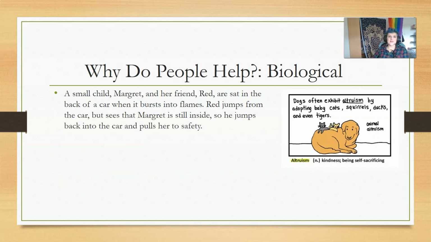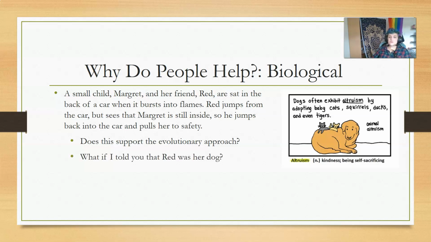Let's take this for example. A small child, Margaret, and her friend Red are sat in the back of a car when it bursts into flames. Red jumps from the car, but sees that Margaret is still inside, so he jumps back into the car and pulls her to safety. Does this support the evolutionary approach? Well, possibly not, because Red is putting himself at risk by jumping back into the car to save Margaret, so therefore this doesn't really make sense.